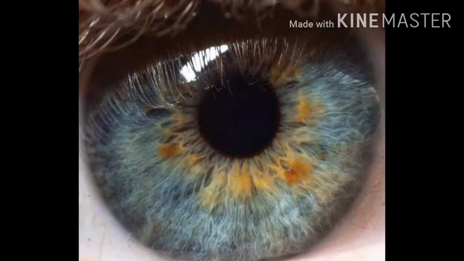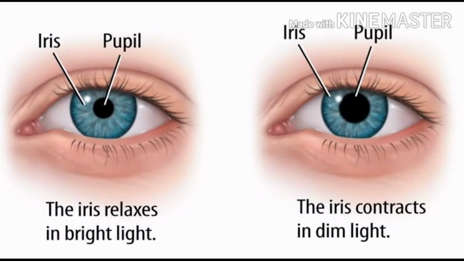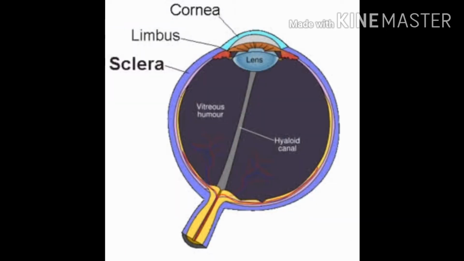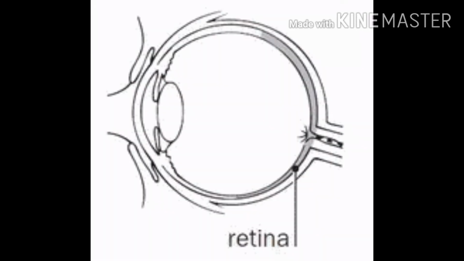Thus, of all the sense organs, the human eye is one of the most significant ones as it enables us to see the beautiful, colorful world around us. The human eye is like a camera. Its lens system forms an image on a light-sensitive screen called the retina.